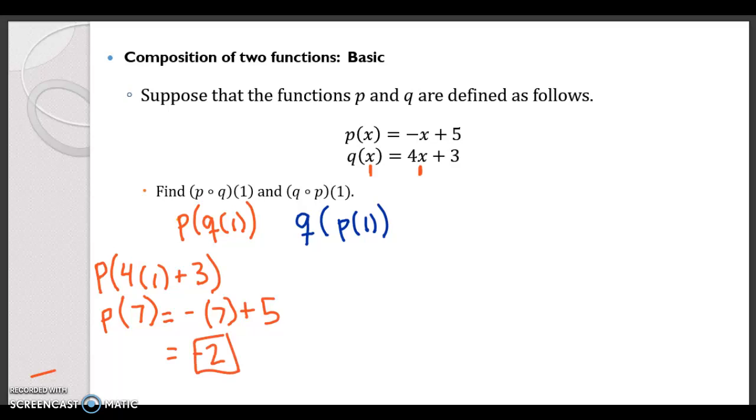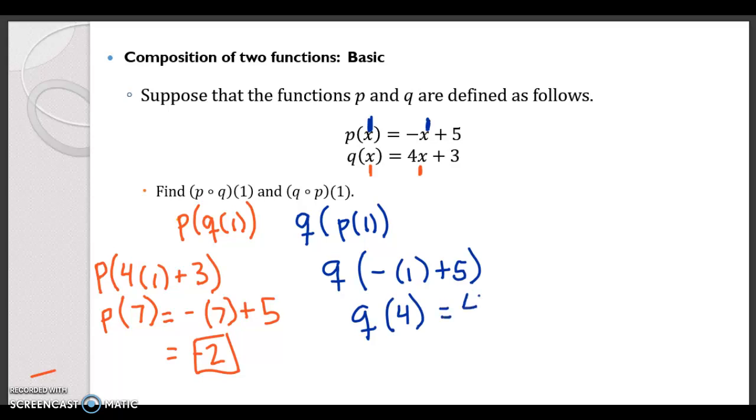What is p of 1? Well, p of 1 I get by plugging 1 into the p function. So I should get negative 1 plus 5, which is 4. So what is q of 4? Well, q of 4 is going to be 4 times 4 plus 3. 16 plus 3 is 19.